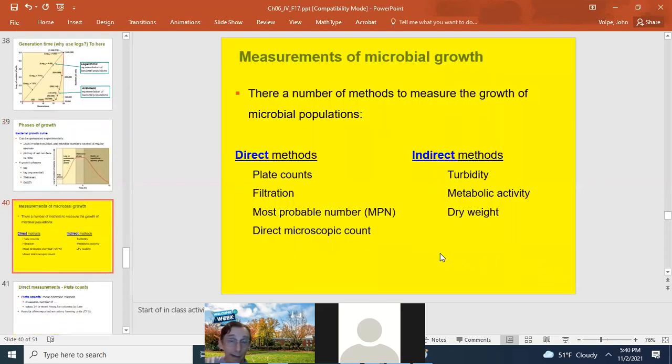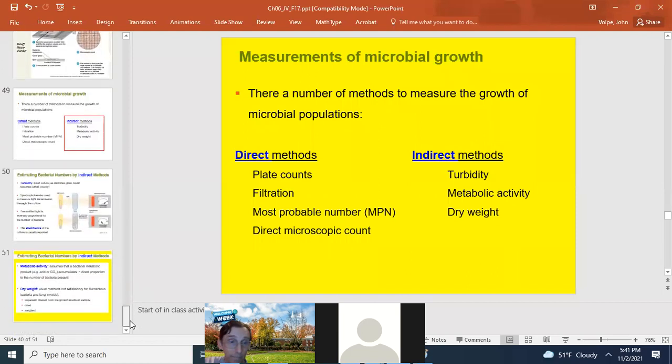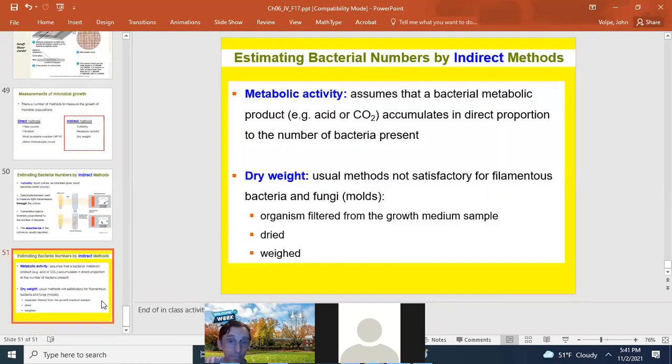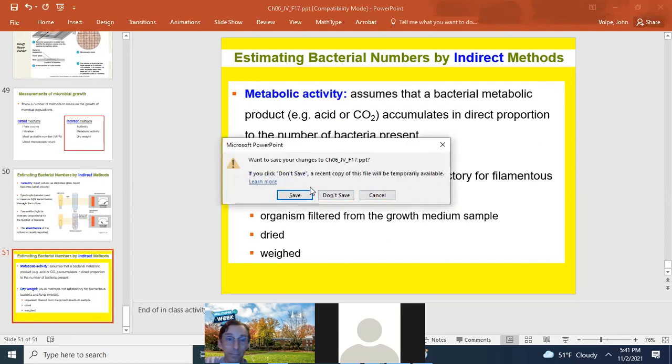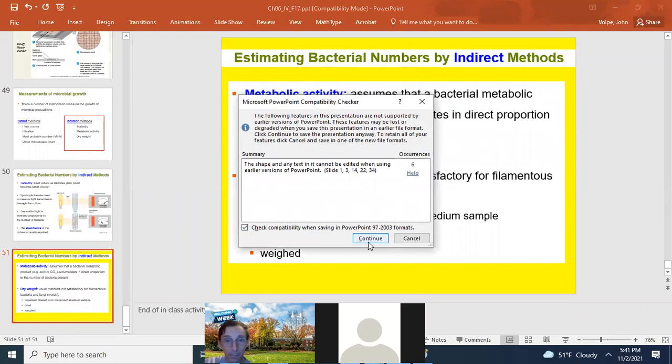If not, the next slides are all in the in-class assignment, the discussion. And so it was talking about the measurements of microbial growth. And I'm going to skip that because we're behind schedule. And you got that from the in-class assignment. Any questions about any of that? All right, if there's no questions, let's move on to chapter 8.